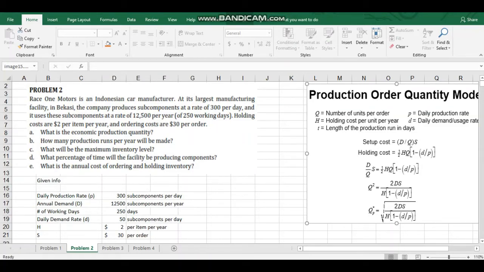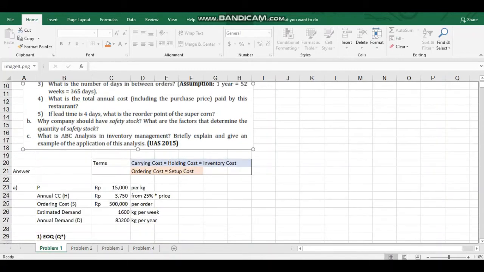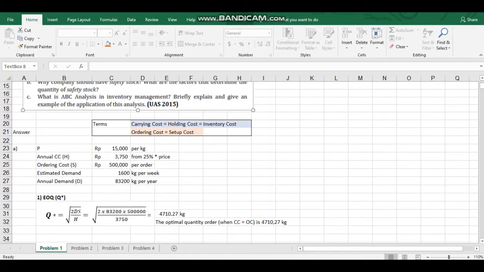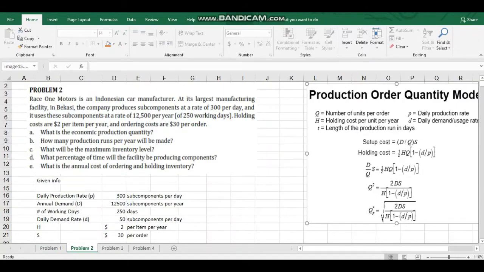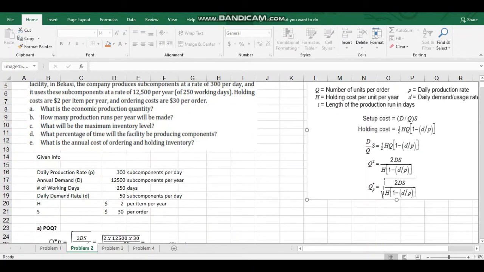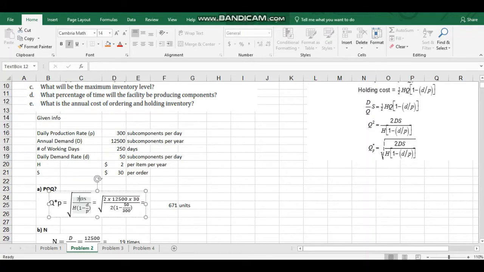It's a bit different though, the formula. In the economic order quantity, we use this formula instead, okay? The square root of 2 times D times S divided by H, while in the production order quantity model, we have the square root of 2 times D times S divided by H, but the H is still multiplied with the 1 minus d per p. So the difference is in this only, okay?